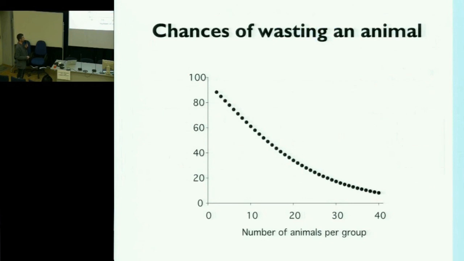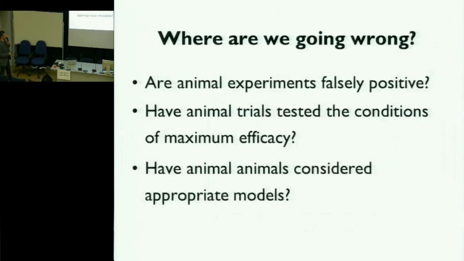And as you see, when you arrive at 30 animals, it's really an animal study that is worth it. The problem is that right now we probably have most of the studies relying on this part of the curve. And so we see that the percentage of wasting animals is pretty high.